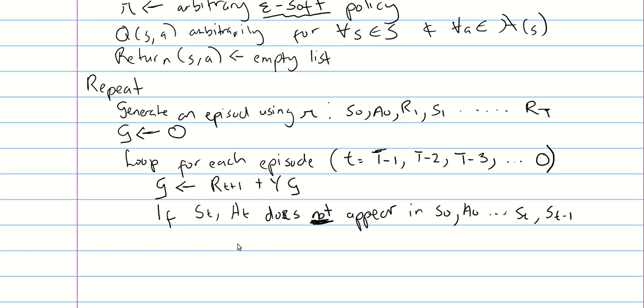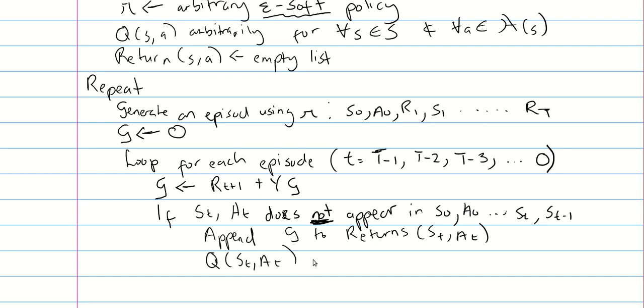So if S_t, A_t does not appear in this, what are we going to do? Well, we're going to append G to Returns(S_t, A_t), right? That's where we append G to this returns list. Then the Q value of S_t, A_t, well, this is just the average.